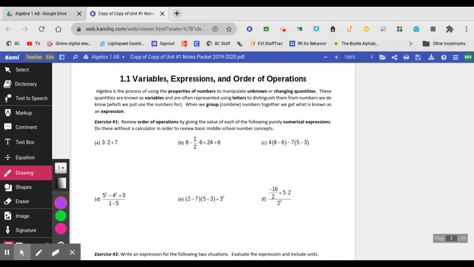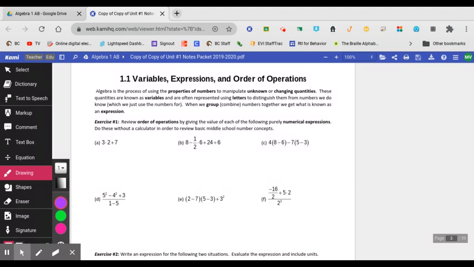So today we're starting with Chapter 1, Section 1, where it says algebra is the process of using properties of numbers to manipulate unknown or changing quantities. These quantities are known as variables and are often represented using letters to distinguish them from numbers we do know. When we group numbers together, we get what is known as an expression.